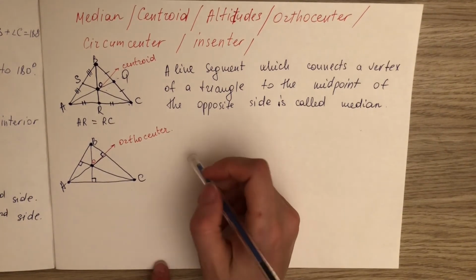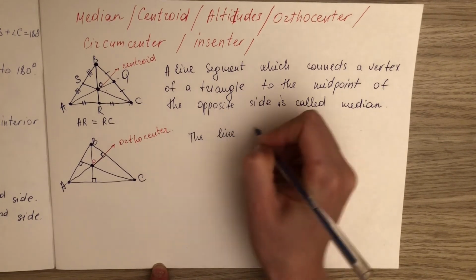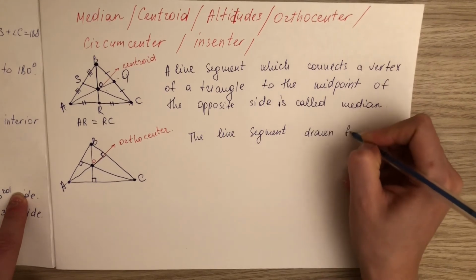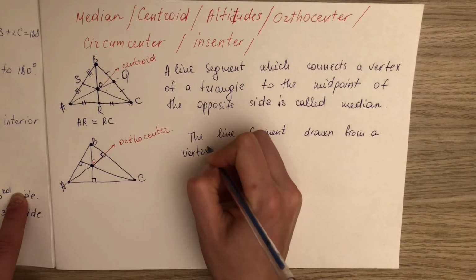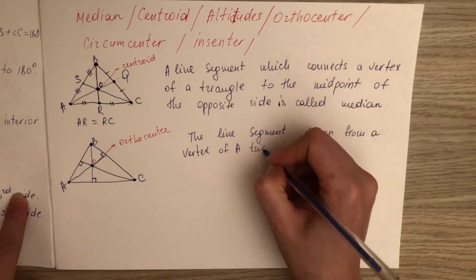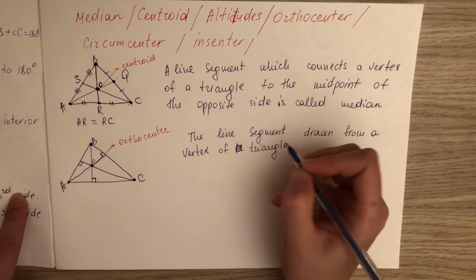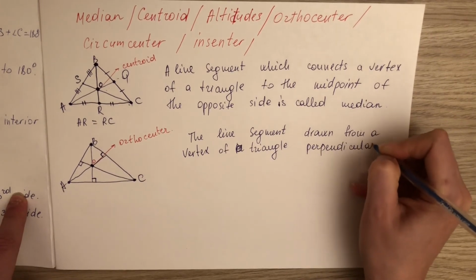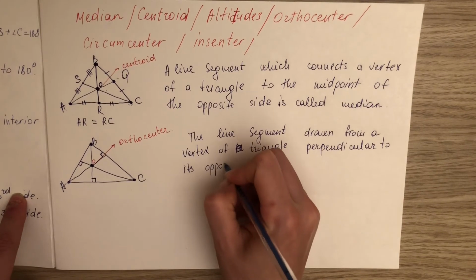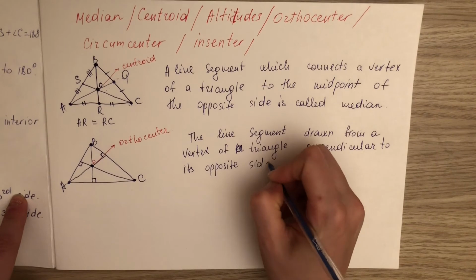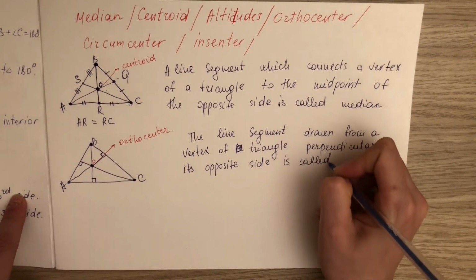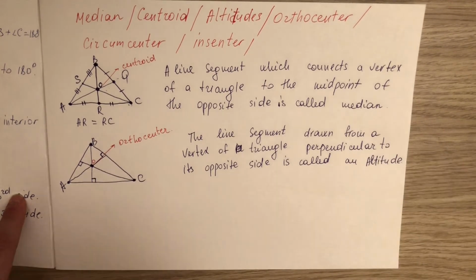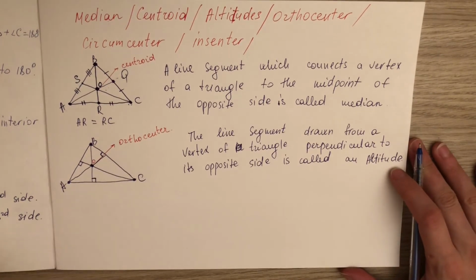So let's write the definition. The line segment drawn from a vertex of a triangle, any triangle, perpendicular to its opposite side is called an altitude, or height of a triangle. Okay, so let's continue.